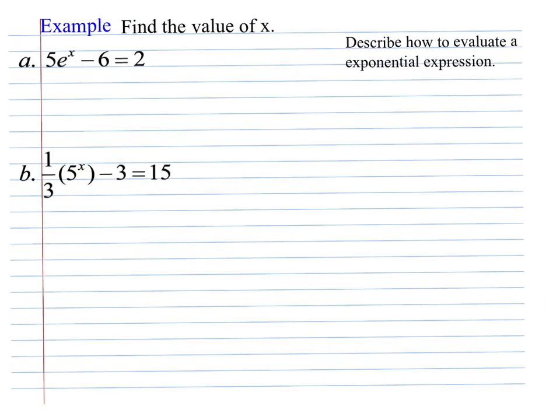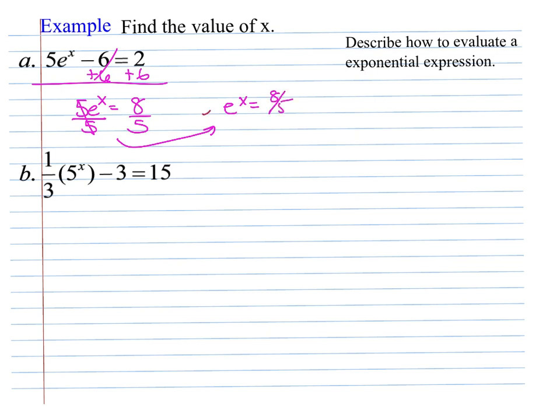Okay, I believe this might be our last example that we're going to do. This is a lot like the ones we did earlier. I guess this is just for extra practice. So add 6 to both sides. We're going to have 5e to the x is equal to 8. Divide both sides by 5. And we're going to have e to the x is equal to 8/5.